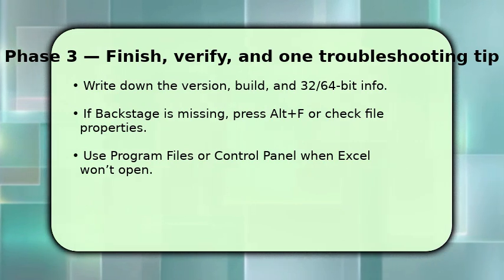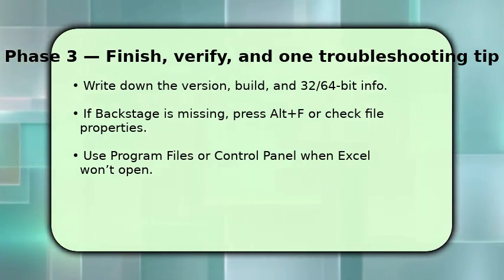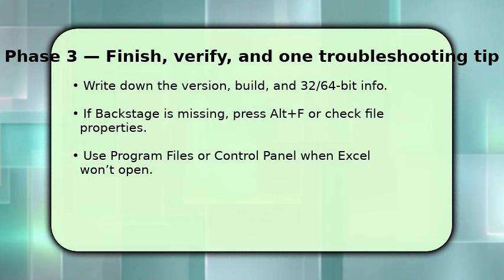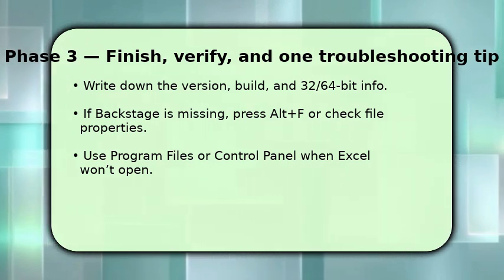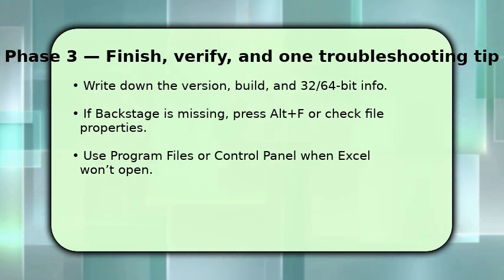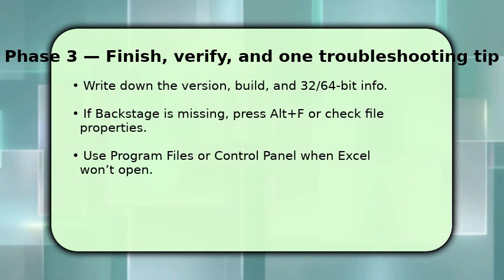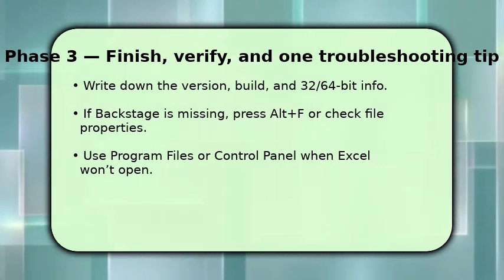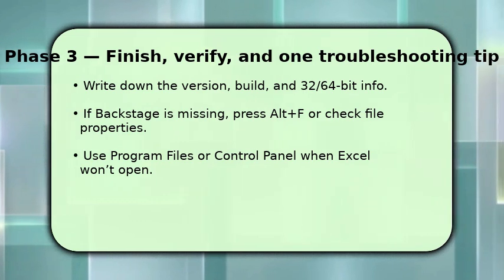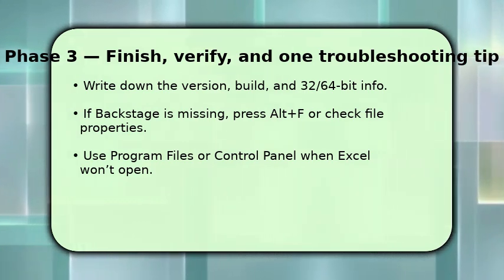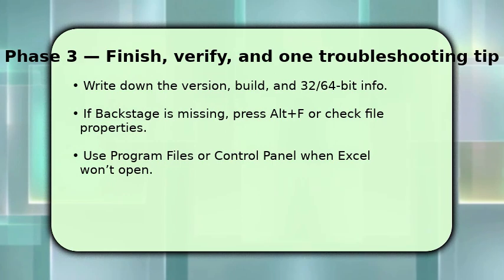If File or Account isn't available, press Alt+F to open Backstage or open Excel's executable properties in Program Files and view details. If Excel won't open at all, check Control Panel Programs or use Office Repair. Troubleshooting tip: if the About dialog is blank, run Excel in safe mode, and then check About again to isolate add-in conflicts.